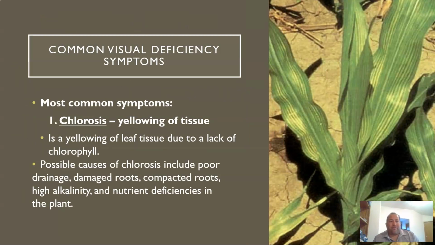In terms of common visual deficiency symptoms, the most common one people are used to seeing, like this plant on the right, is chlorosis, where you have the yellowing of the tissues. The yellowing is a lack of chlorophyll in the leaf, and you can have possible causes being poor drainage, damaged roots, compacted roots, high alkalinity in the soil, or some sort of nutrient deficiency. All those can cause chlorosis. So it's not as cut and dry as saying, okay, well then it's definitely this. Well, it could be this and that, or it could be just this other thing.